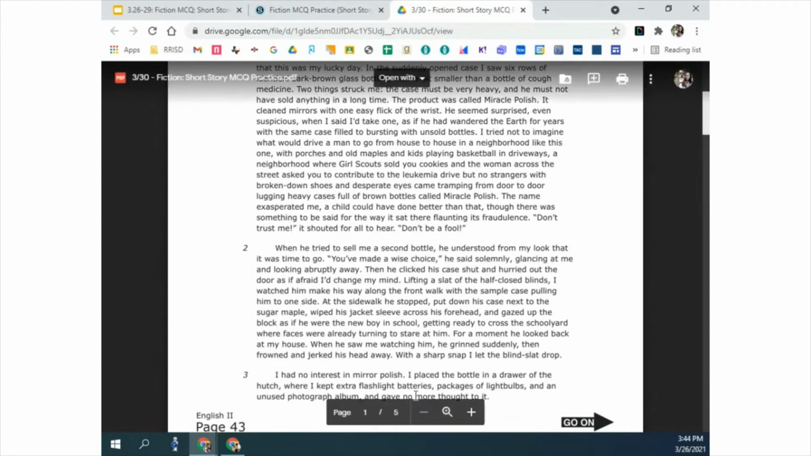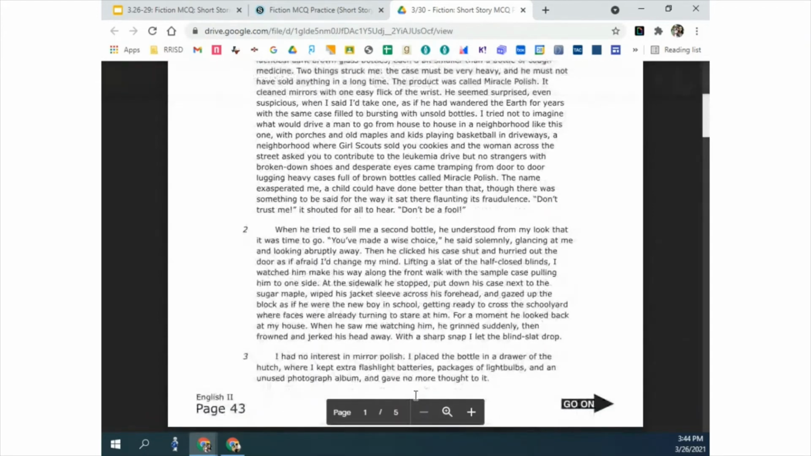With a sharp snap, I let the blind slat drop. I had no interest in mirror polish. I placed the bottle in a drawer of a hutch where I kept extra flashlight batteries, packages of light bulbs, and an unused photograph album, and I gave no more thought to it.